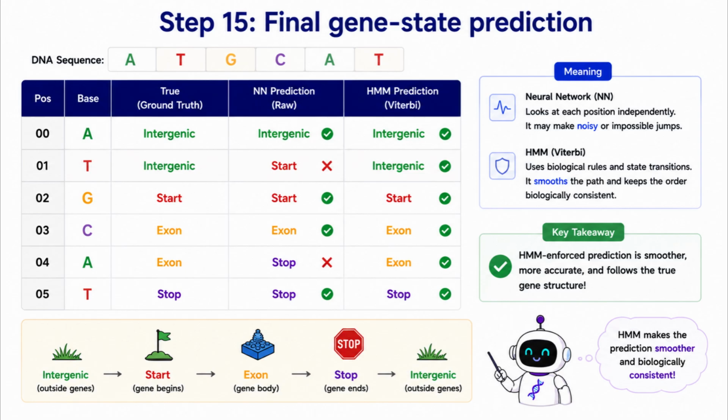After combining neural predictions with constraints, we obtain the final gene labels. The system can now identify intergenic regions, start codons, exons, and stop codons.